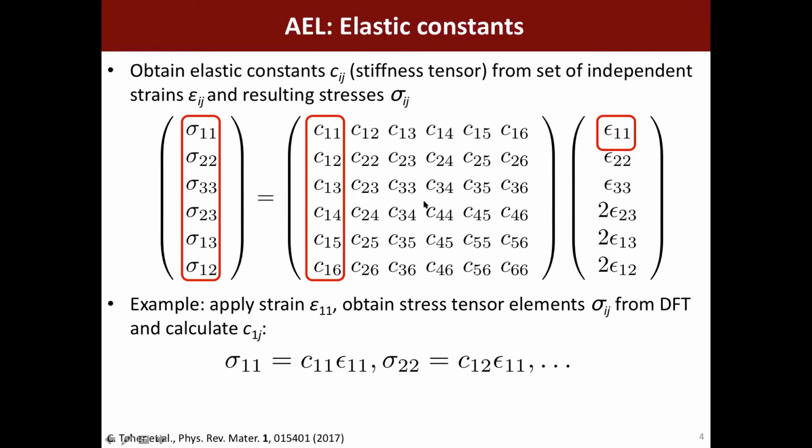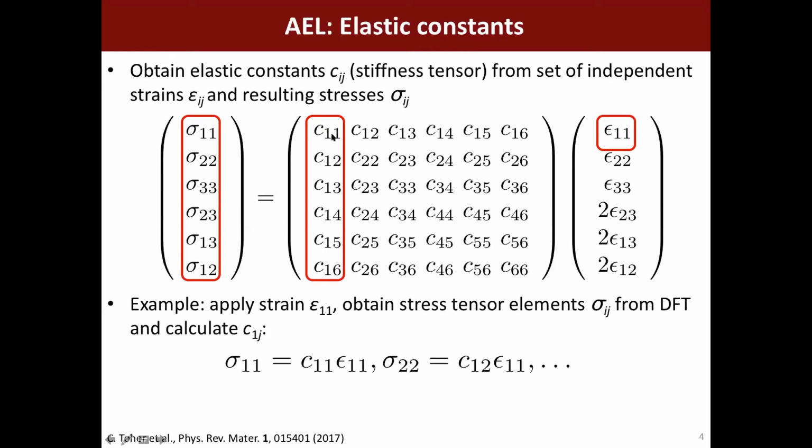So for example, for cubic materials, C11, C22, and C33 are all the same value. C12, C13, and C23 are all the same value. And C44, C55, and C66 will all have the same value. And all the other entries are 0.